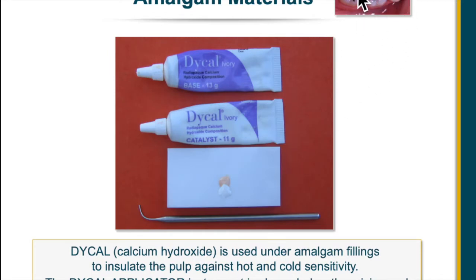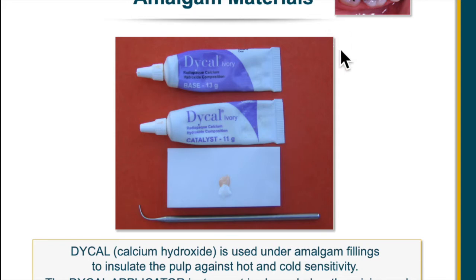So I put this little picture up here to remind us that we're talking about amalgam materials, and we're only going to talk about this briefly because, again, some of you will encounter placement of amalgam fillings, but most of us will be experiencing removal of amalgam fillings.